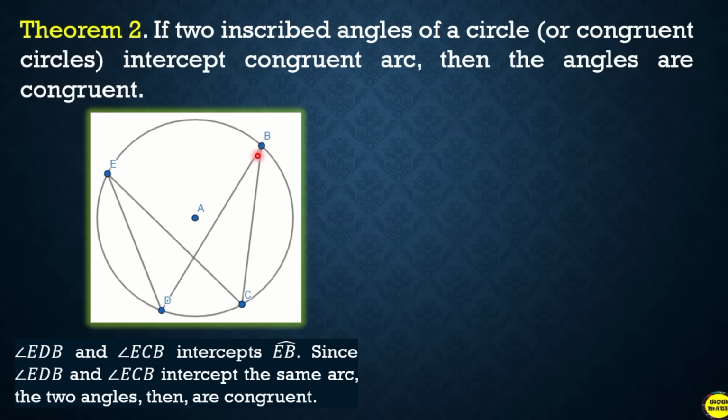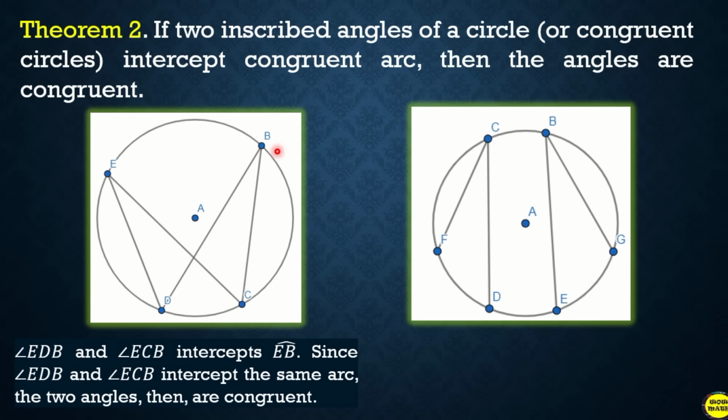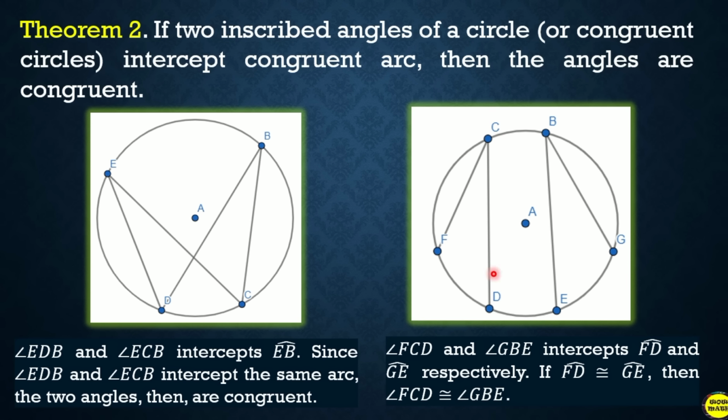So we can only say that the two angles are equal when our two inscribed angles intercept the same arc. Next, angle FCD and angle GBE intercept arcs FD and GE respectively. If the measure of arc FD is equal to the measure of arc GE, then they are congruent. Okay? And therefore, angle FCD is also congruent to angle GBE. Again, the measures of our two inscribed angles will be equal only when the measures of FD and GE are equal. Only then can we say that they are equal. Okay?